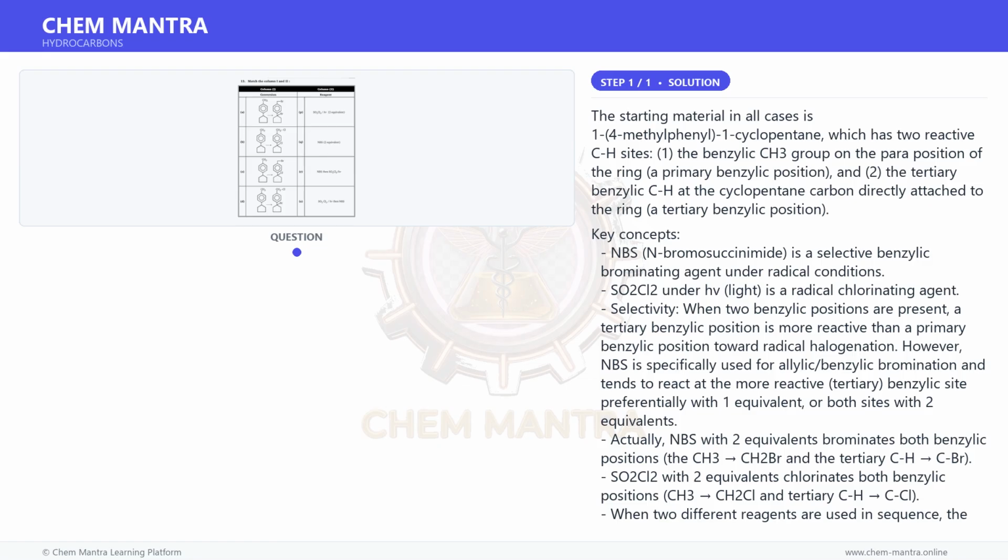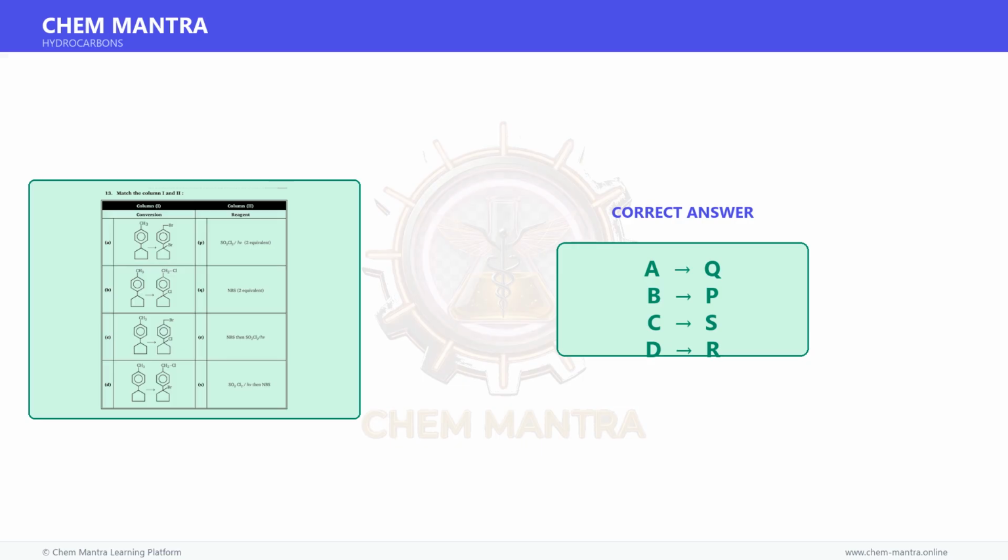Q, B, P, C, S, D, R. Therefore, the correct matching is A matches Q, B matches P, C matches S, D matches R.